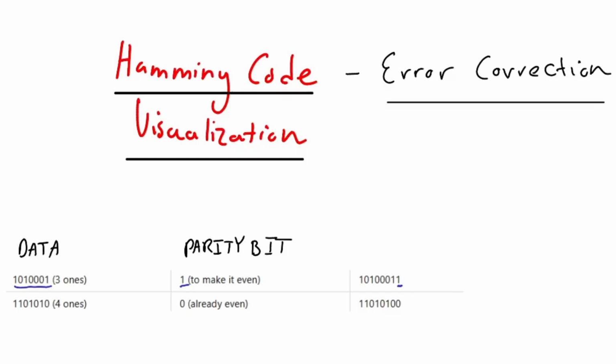Now let's look at another example here. In this case, we have 1, 2, 3, 4 ones, correct? And what do we add to this? We're going to be adding a 0 because the ones are already even. So in this case, these bits that we're adding at the end are our parity bits.